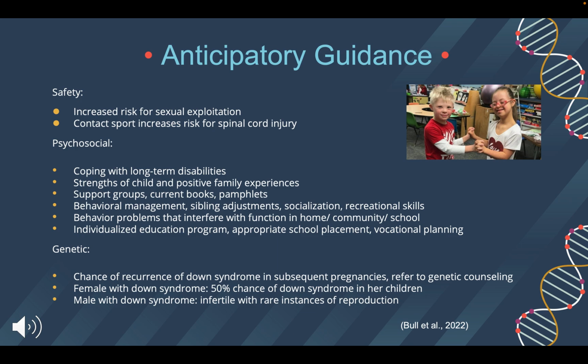For safety, we will educate the parent and the child about increased risk for sexual exploitation, and also increased risk for spinal cord injury if they participate in contact sports. For psychosocial, we'll mention methods of coping with long-term disabilities, strengths of the child and positive family experiences, and educate about support groups, current books, and pamphlets that may help the family, behavioral management, sibling adjustments, socialization, and recreational skills.